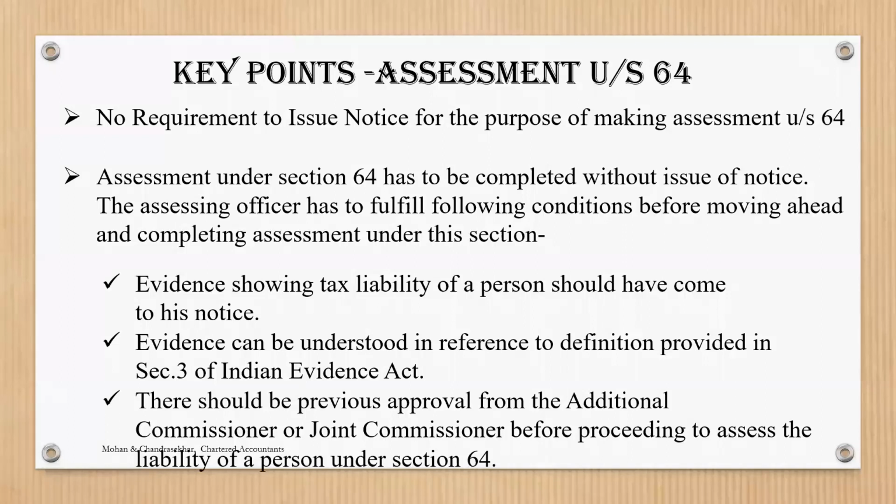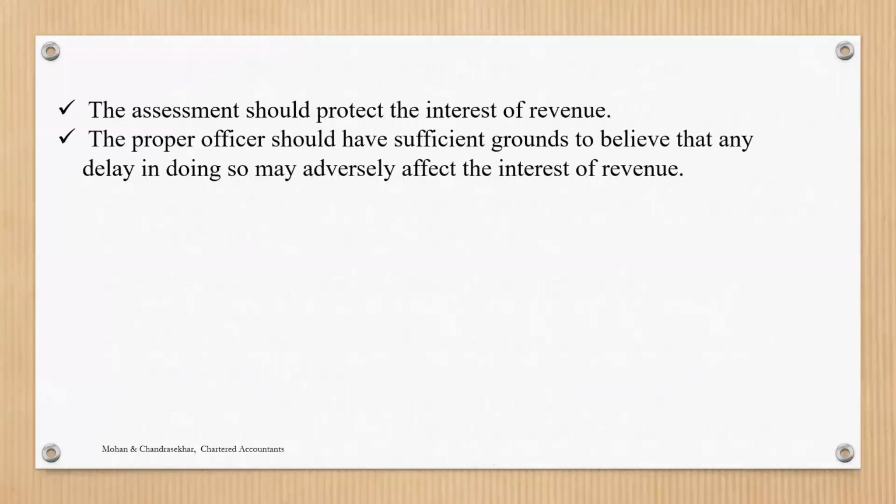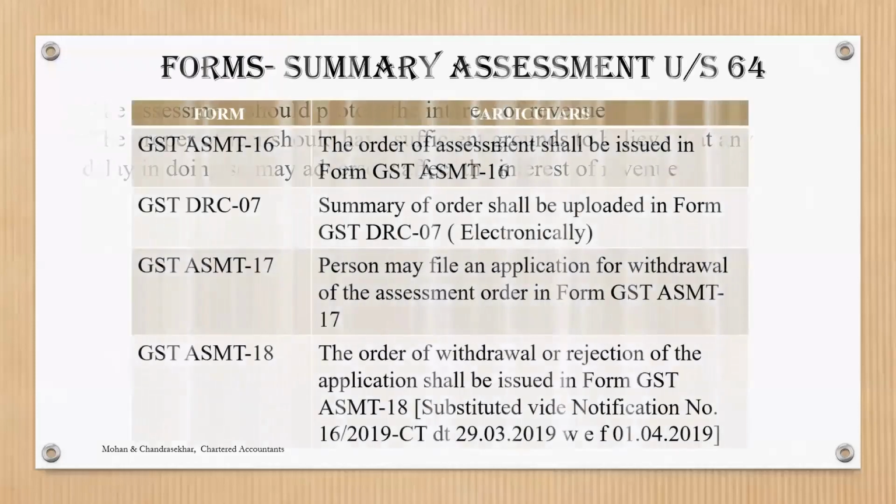Before passing an order or before initiating action under this section, there should be a previous approval from the additional commissioner or joint commissioner. And the assessment should protect the interest of revenue. So if he feels the tax amount may get delayed or it may not come, and there is revenue which is going to get affected, only on those conditions can this assessment be done, and the proper officer should have sufficient grounds to believe that any delay in doing so may adversely affect the interest of revenue.